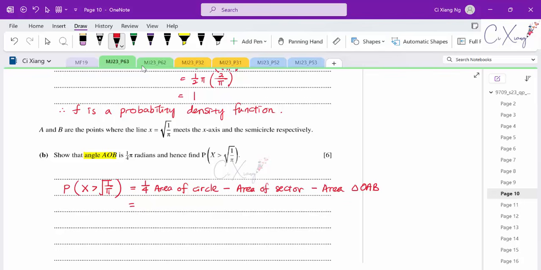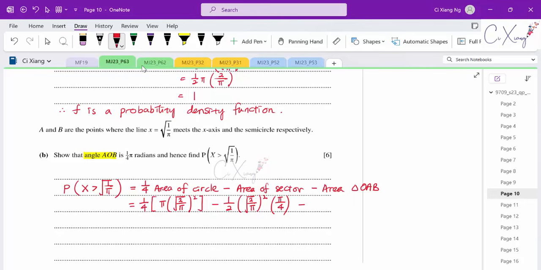So what's the area of circle? 1 over 4, I just copied. Area of circle will be pi r square, right? So r is square root 2 over pi, and then square. So I'm having 1 over 4 pi r square minus the area of sector. The area of sector is half r square theta. So half r square is still the same, square root 2 over pi, this is r square, and then theta. Just now I showed you the angle should be pi over 4. Then minus the area of triangle OAB.